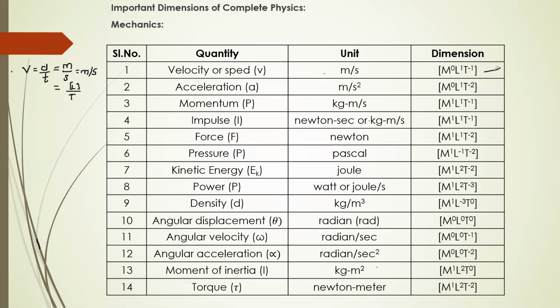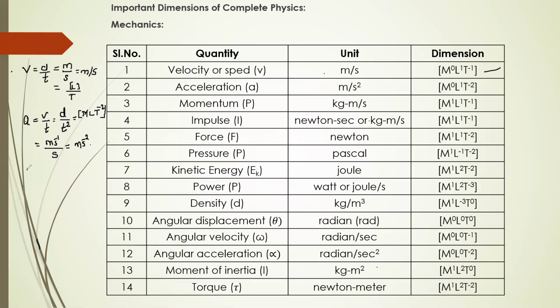Why? For acceleration, acceleration is equal to velocity by time, and velocity is displacement by time. So time into time becomes time square. Displacement is L, so t raised to minus 2. That is M raised to 0, L raised to 1, t raised to minus 2 for acceleration. And the unit: velocity is written as meter per second and time as second, therefore it is meter per second square.